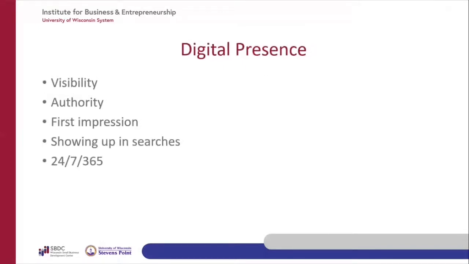So what do we mean when we talk about digital presence, right? What's the definition? In my opinion, you're really talking about these 5 things: visibility, authority, first impression, showing up in searches, and 24/7, 365. I think everyone really knows that if you're not online these days, in all reality, you don't exist. So we have to figure out, how do we help you appear online?